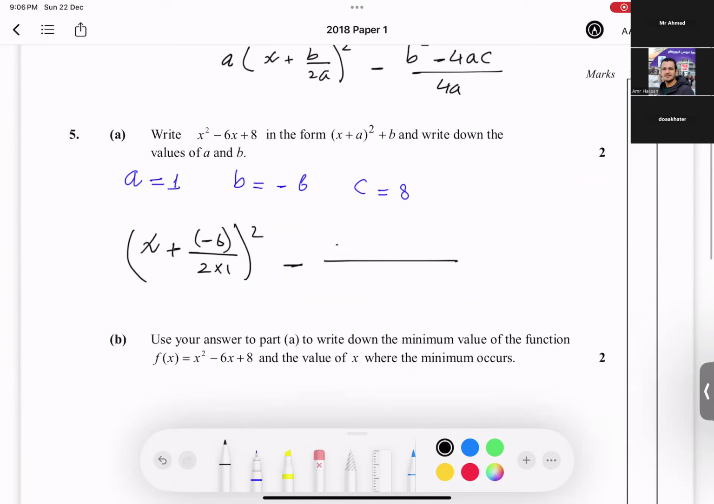Minus b squared. What is b? Negative 6 to the power 2, right? Yep. Minus 4 times a, which is 1. I don't have to write it. That's okay. Multiply by c, which is 8, right? Divided by 4 times a, it's going to be 1. Did you get it? Yeah.